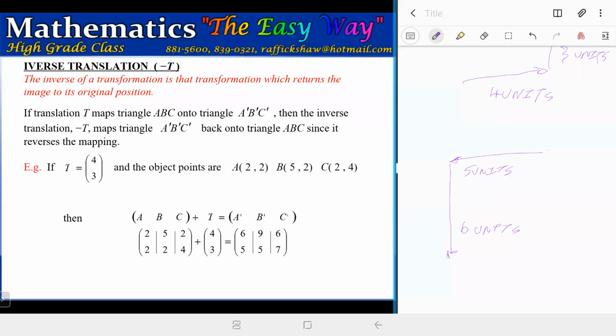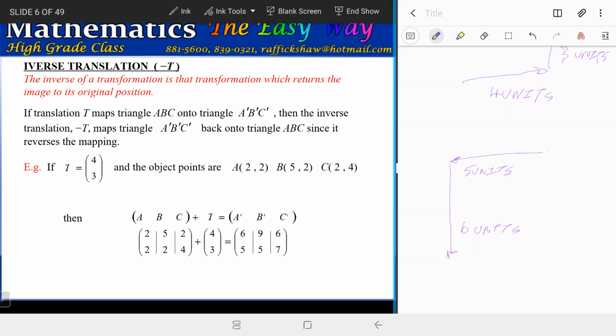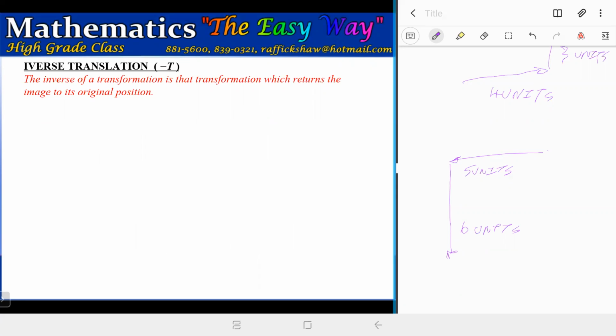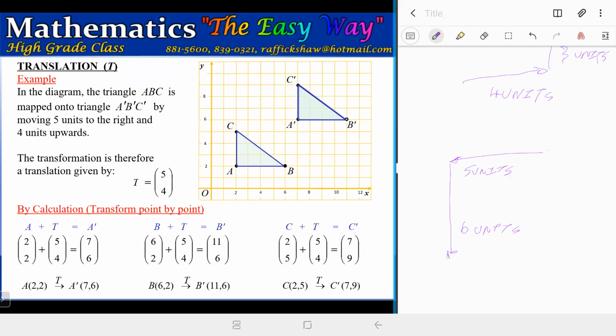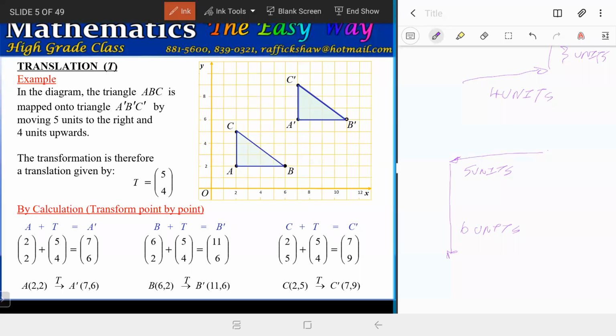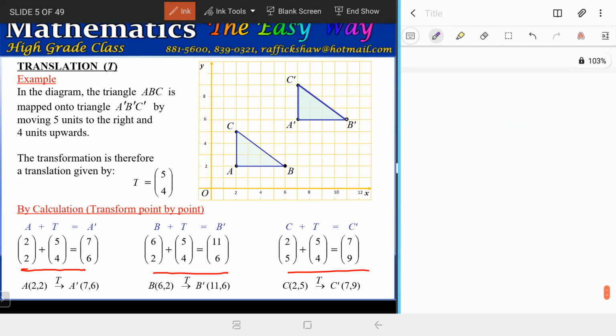One thing I'm going to show you here is that when you want to perform a transformation on multiple points at the same time, like A, B, and C, instead of doing them one at a time, as we did in the example on the previous page, where we did a calculation for each, we could have put the three of them in one matrix, like this.